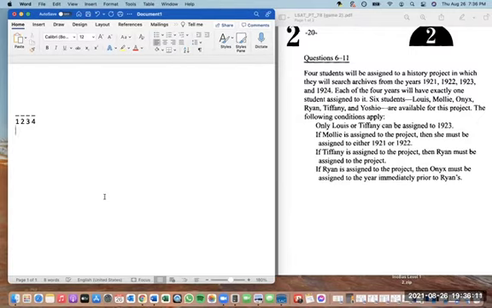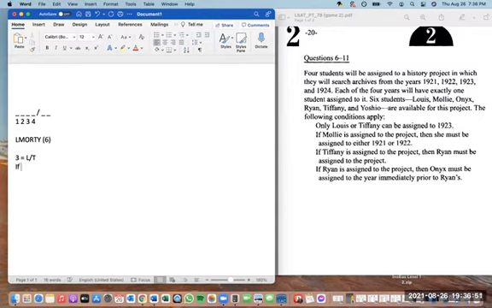Each of the 4 years will have exactly 1 student assigned to it, hence the little lines above those years. We do have 6 students available. So what that means is that 4 will be assigned and 2 will not. The 6 students available are, we'll just use their initials, L, M, O, R, T, and Y. Okay, 6 of them. All right, only L or T can be assigned to 1923. So 3 is either L or T. Those are the only ones that can be assigned to it.